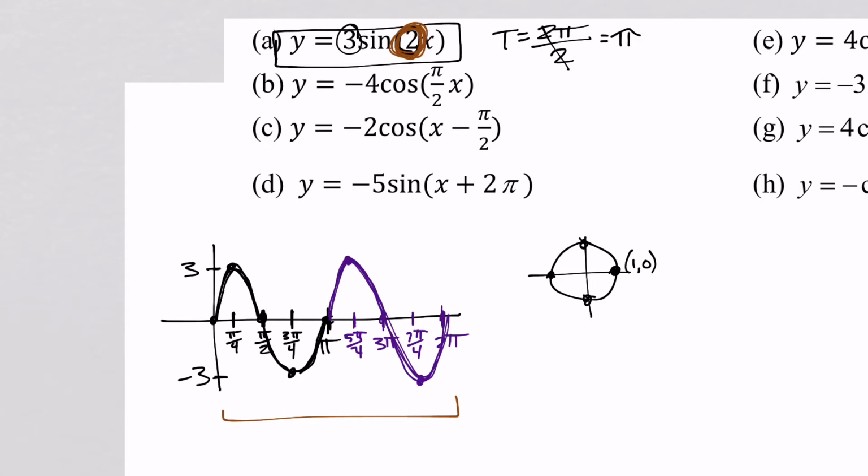So the problem also asks you to state the frequency. And what is the frequency of a trig graph? Well, the frequency is just the reciprocal of the period. So if the period is pi, then the frequency is 1 over pi, just like that. And there we have our first graph.